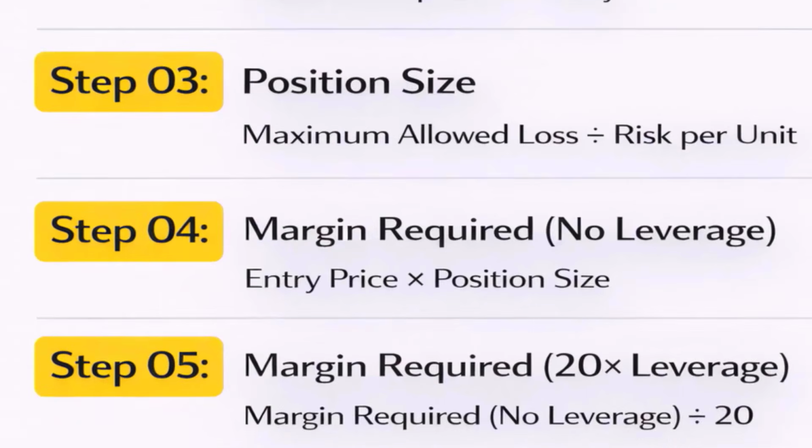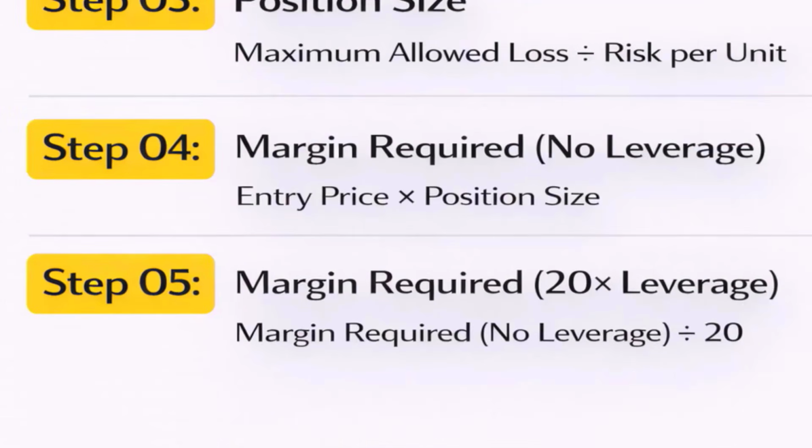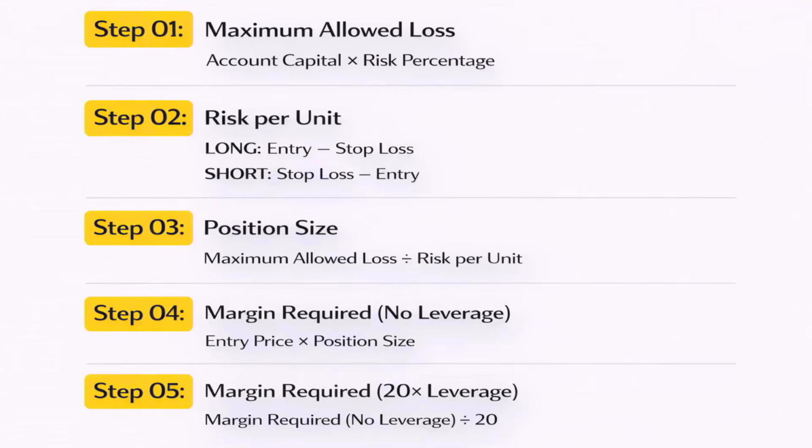Step 4 is finding the margin required, or in other words, the capital needed to open the position. We calculate this by multiplying entry price by the position size we just calculated. And finally, Step 5. If we are going to use leverage, we simply divide the margin we just calculated by the leverage. This tells us how much capital is actually required when leverage is applied.